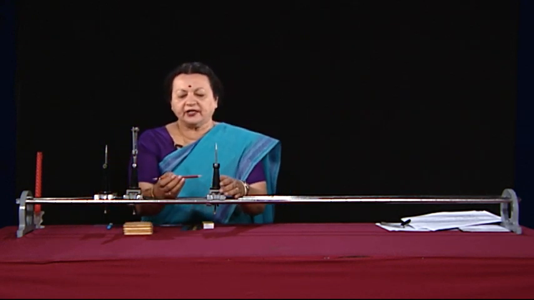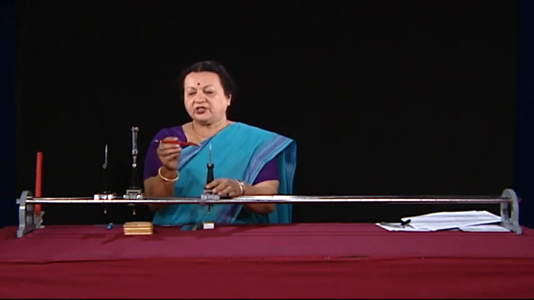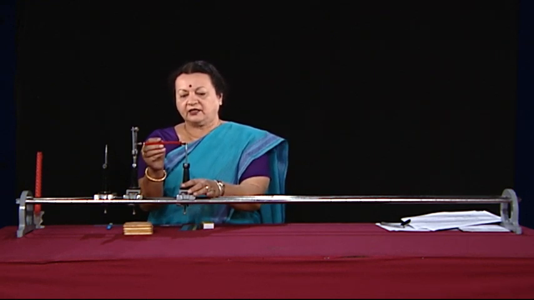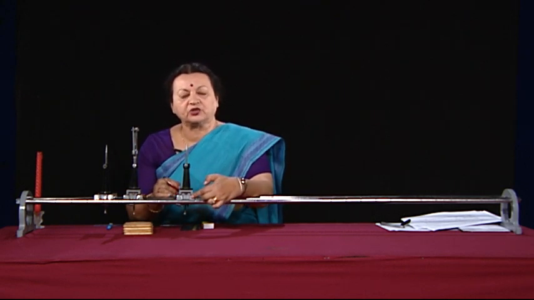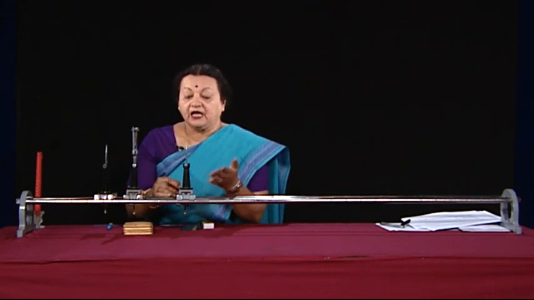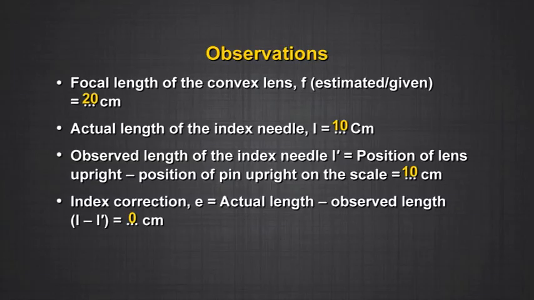Look out for the index error, measure it in between these points and make a note of what its value is from the scale. In case the upright is not vertical, you may have to make an adjustment for that. We are now going to take our observations.